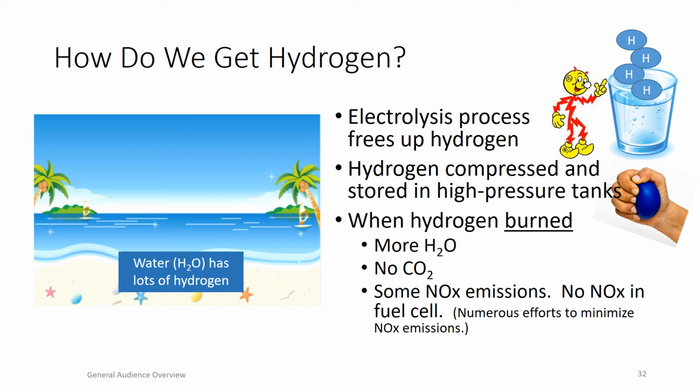There's no carbon dioxide. Now, with hydrogen, because there's so much nitrogen in the air, you get some sort of NOx emissions. There's no NOx with a fuel cell, but when you burn it, there is. There are numerous efforts to minimize NOx, which is a greenhouse gas. We're not there yet, but we're making a lot of progress.